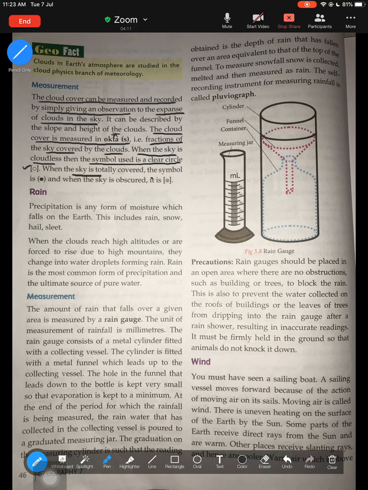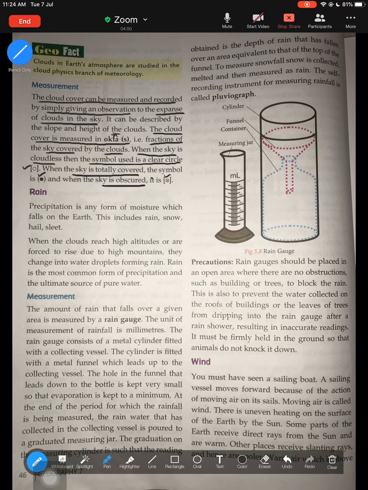When the sky is totally covered, what happens to the symbol? The small circle becomes a circle which is not clear. It's shaded black inside, meaning the sky is completely covered by clouds and it can rain anytime. And the third is a symbol, a clear circle with a cross, meaning the sky is obscured. What do you mean by obscured? Obscured means concealed, kept from being seen. You can see it partially, but not completely. It's neither completely clear nor completely covered. So you can see the sky partially, but the majority of it is cloud cover.